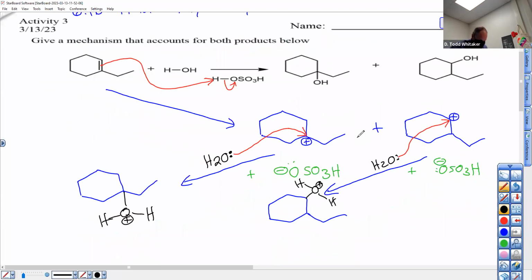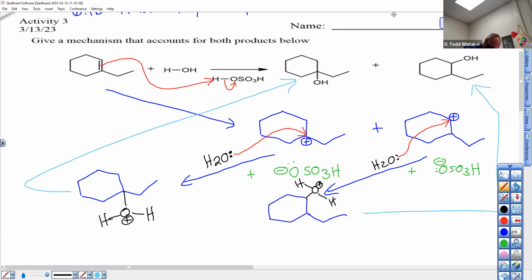Talk to me. How does that become that? And how does this become that? What has to happen? Just look at them and tell me what has to happen. You don't have to know anything to answer this question except be able to tell me what atoms we're talking about. I have to lose a hydrogen. Bisulfate is going to take it. That was good. The bisulfate.